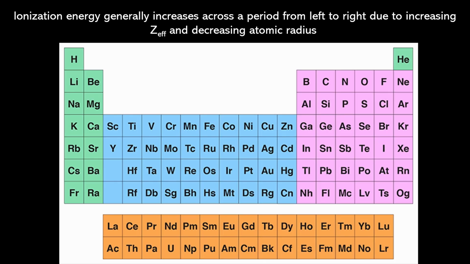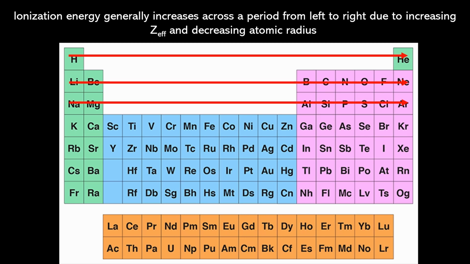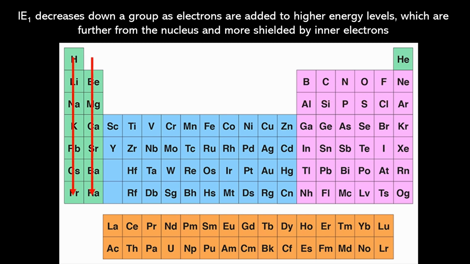So these trends in ionization energy can be observed across periods and down groups in the periodic table. Ionization energies generally increase across a period from left to right due to increasing Zeff and decreasing atomic radius, but it decreases down a group as electrons are added to higher energy levels, which are further from the nucleus and more shielded by inner electrons.